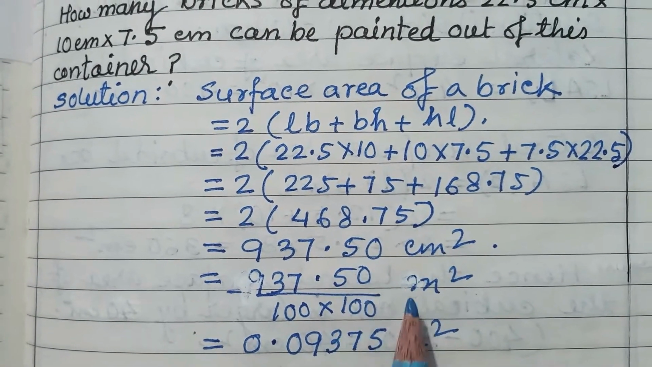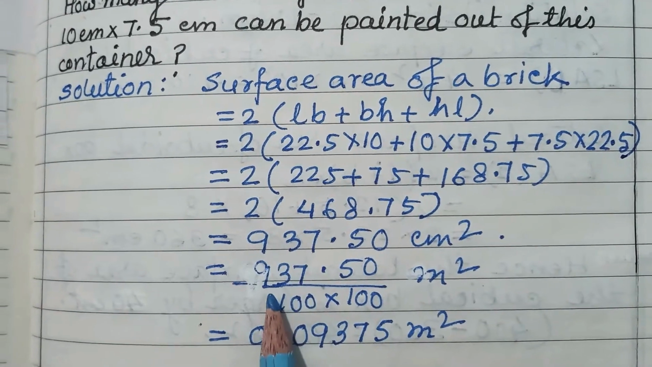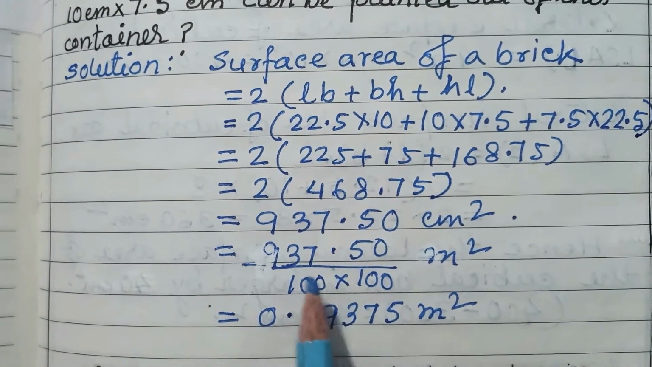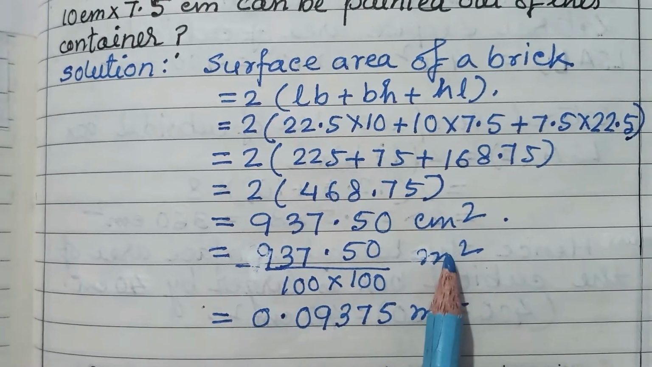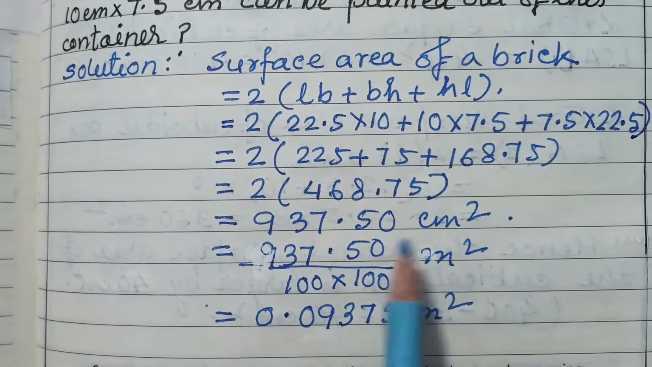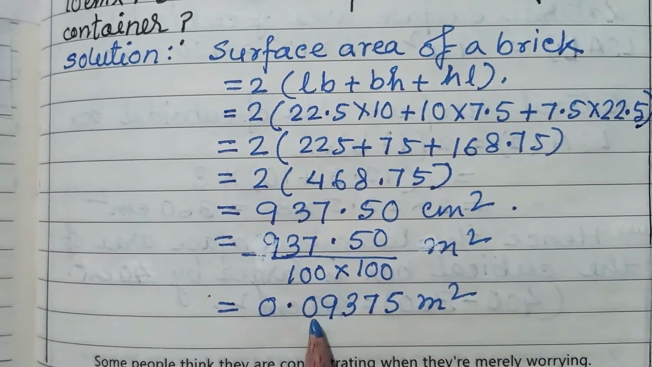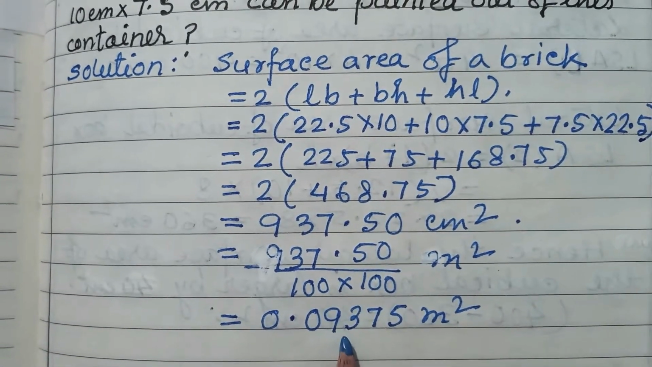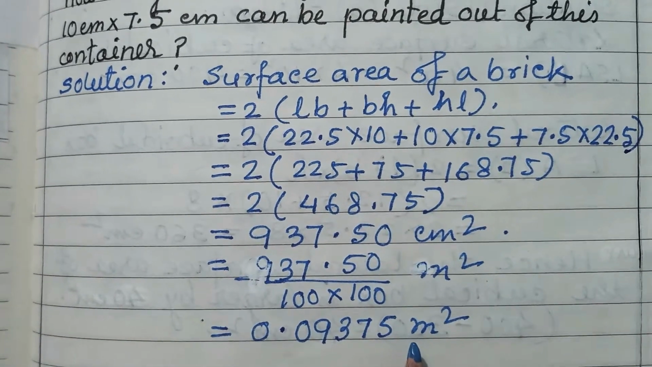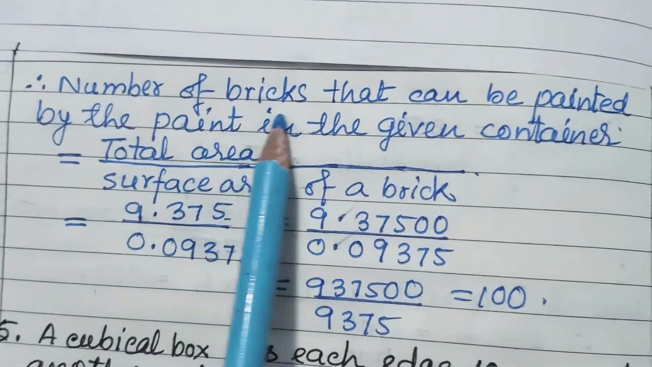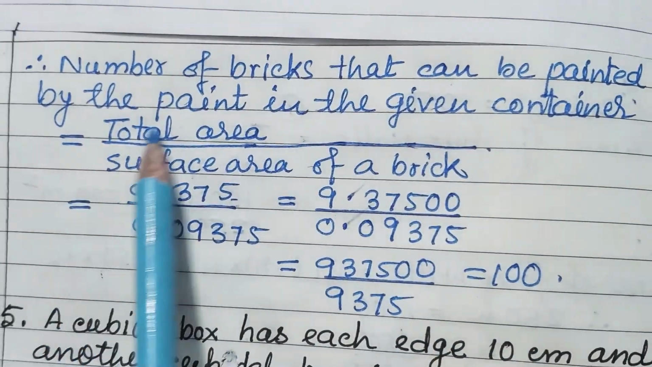If you change into meter square, it will come as 937.50 upon centimeter square. Two times centimeter you have to change, so 100 into 100 you have to divide. So that is 0.09375 meter square.